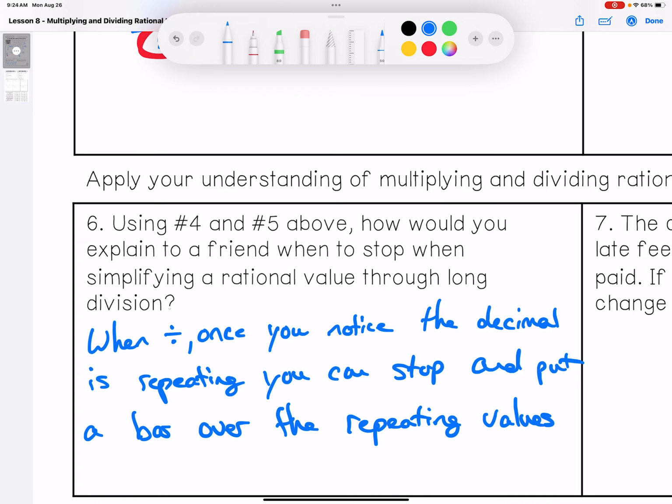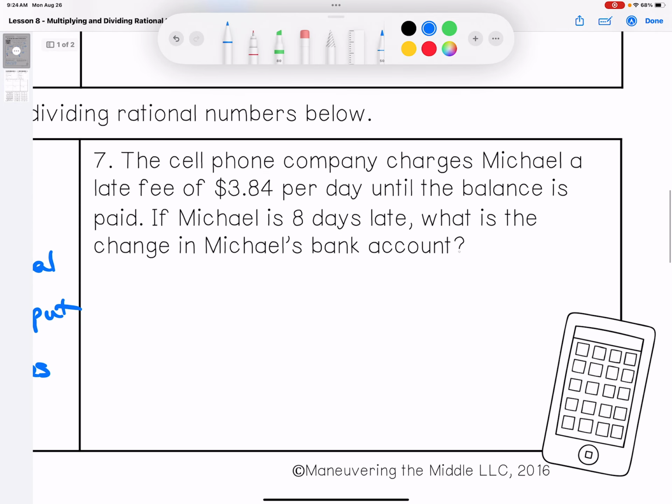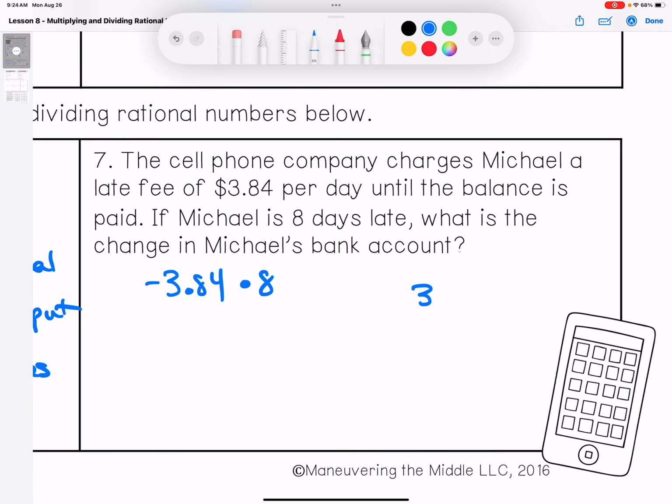All right, moving on. The cell phone company charges Michael a late fee of $3.84 per day until the balance is paid. If Michael's 8 days late, what is the change in his bank account? Well, it's negative $3.84 per day, because he's getting charged, that's negative, times 8 days. Okay, so 8 times 3.84. I'll do it in red.